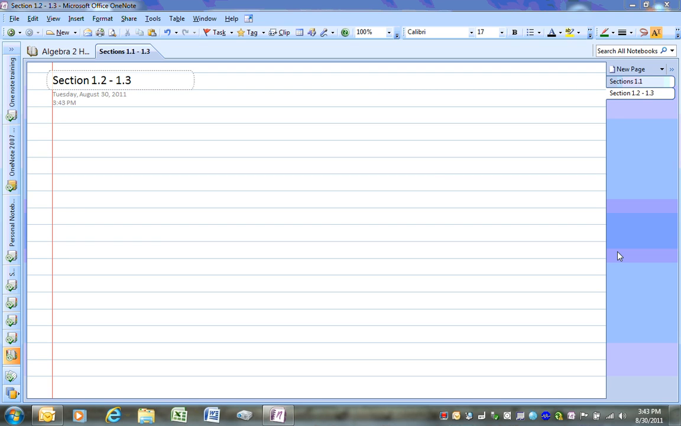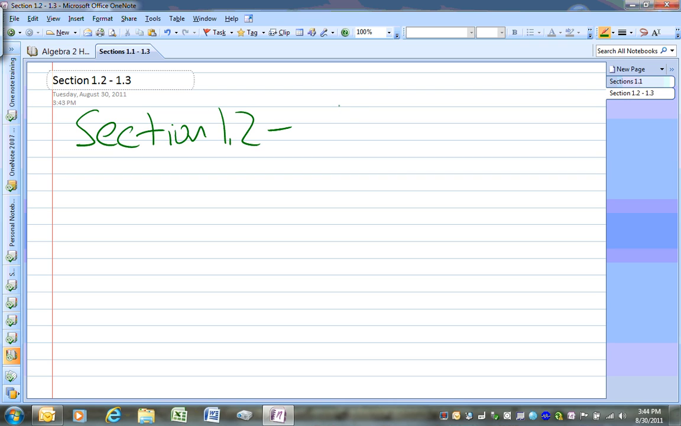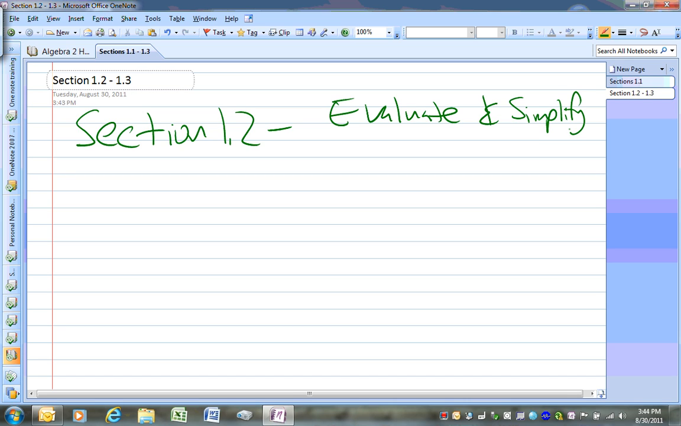Hello once again. We're now going to talk about sections 1.2 and 1.3. Section 1.2 is titled as the following. Evaluate and simplify algebraic expressions.